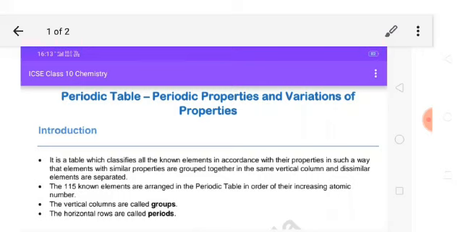Then the 115 known elements are arranged in the periodic table in order of increasing atomic number. The vertical columns are called groups and the horizontal rows are called periods. So 18 vertical columns are called groups and 7 horizontal rows are called periods.